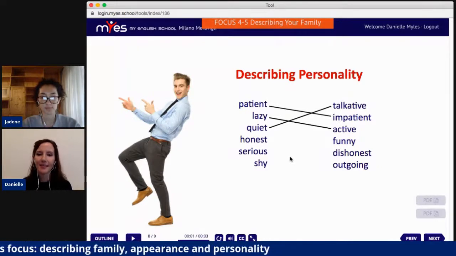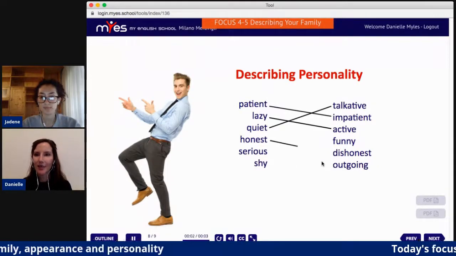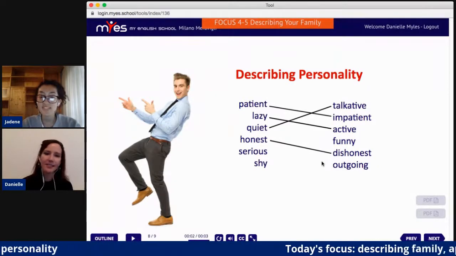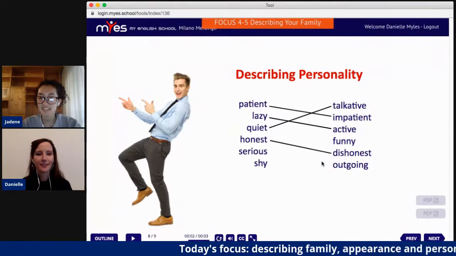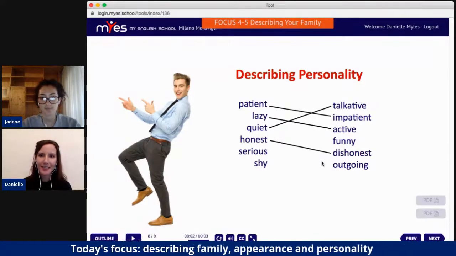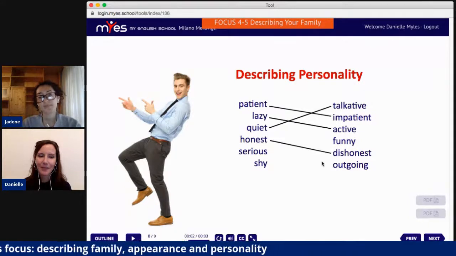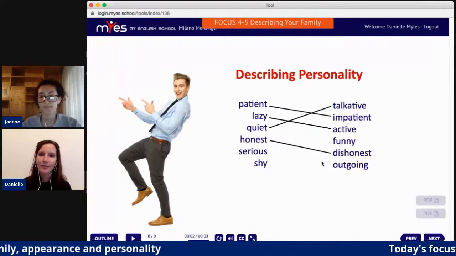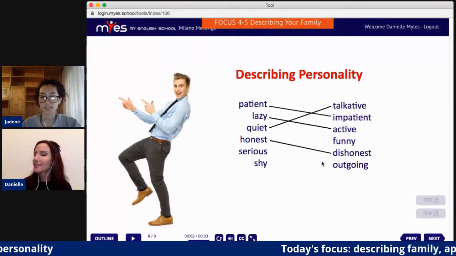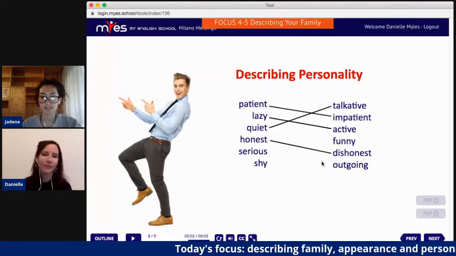Honest. I think maybe you guys know this because the word is in the answer. Honest, dishonest. Someone who's honest, obviously this is very similar in Italian, so you know what it means. Someone who tells the truth. And dishonest, someone who doesn't tell the truth.